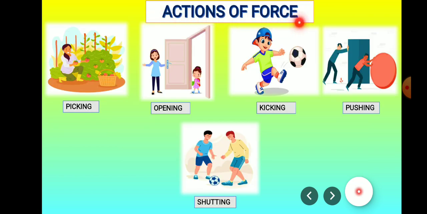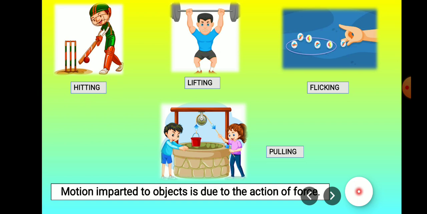Actions of force. On application of force, different kinds of actions can be observed, like picking a fruit, opening a door, kicking a ball, pushing a heavy weight, hitting a ball, lifting a heavy weight, flicking the marbles, and pulling the rope. So in all these actions, what we can observe is that when we apply a force, the object comes in motion. In other words, we can say that the motion imparted to objects is due to the action of force.